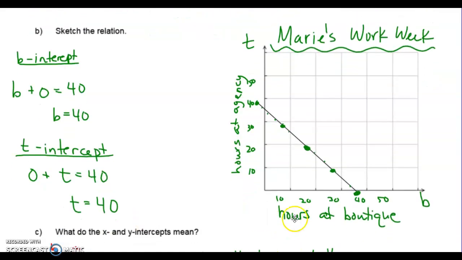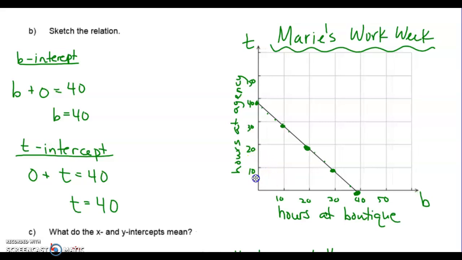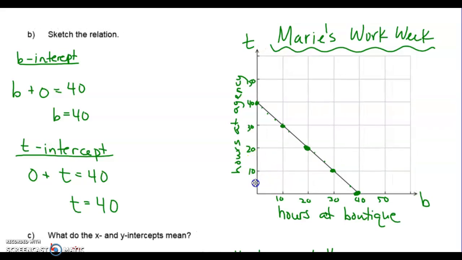Okay. So instead of labeling this my X-axis, this is called my B-axis, hours worked at the boutique. This is my T-axis, hours worked at the agency. Sorry, I think I shifted this a bit. There we go. Okay, so my B-intercept is 40. I need to mark this. Well, before I can mark it, I need to label my axes, right?